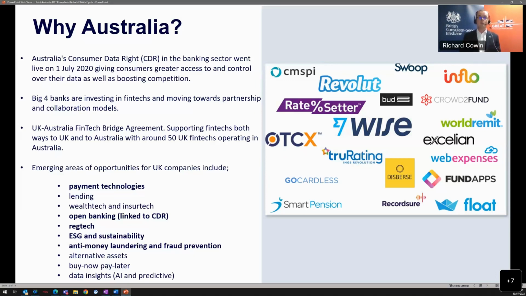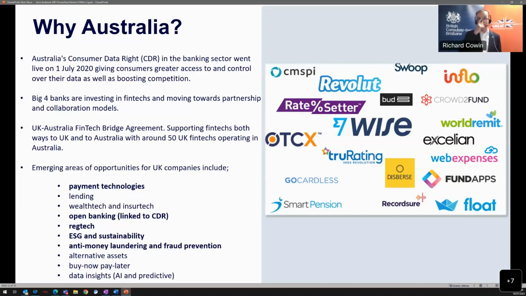So they are looking for more products in personal banking, in mortgages, in wealth management, and in trade finance. We've also heard the UK-Australia FinTech Bridge mentioned this evening. That is supporting companies in both directions, and we've had about 50 UK fintechs coming through that program and operating successfully here in Australia.